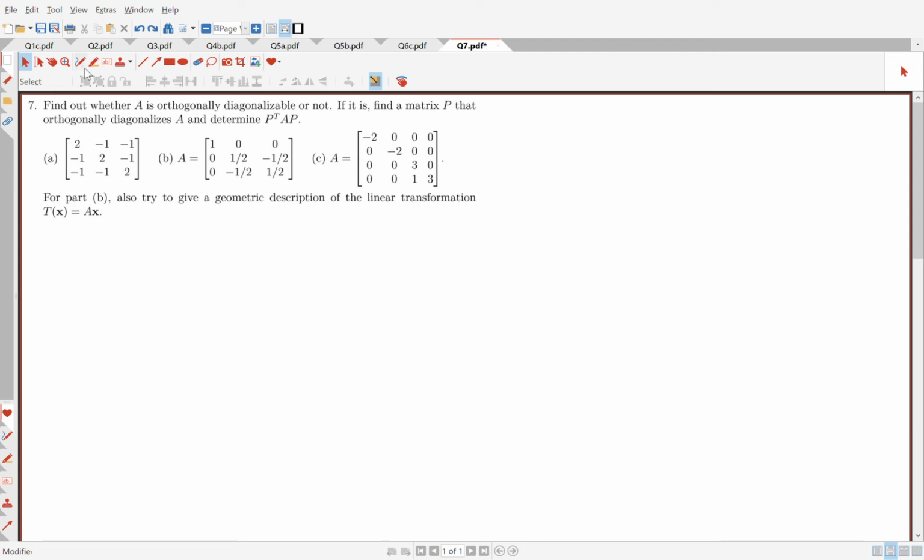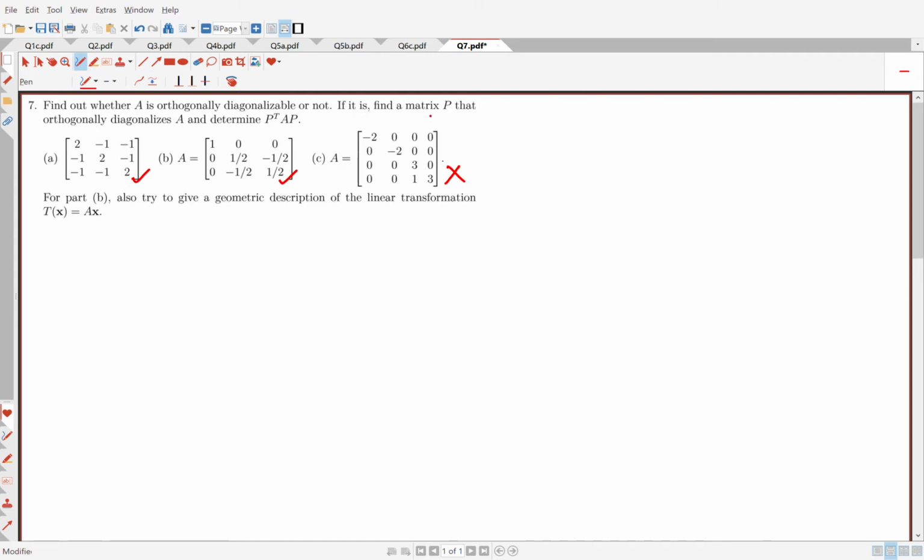Question 7. Find out whether A is orthogonally diagonalizable or not. To check this, it is actually quite straightforward because you just need to see whether A is symmetric or not. So for part A, yes, this is orthogonally diagonalizable because this is symmetric. This is also symmetric, hence it is orthogonally diagonalizable. For this is not symmetric, so it is not orthogonally diagonalizable.